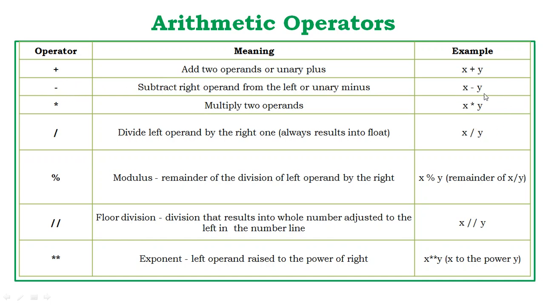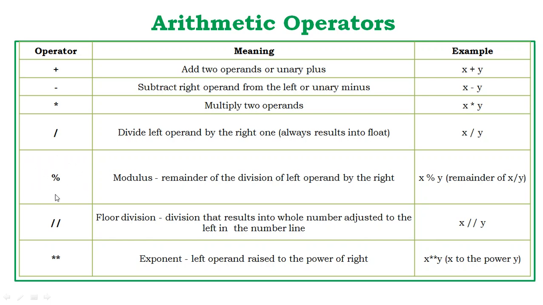Similar is the case with the negative sign. You can write x minus y, subtract right operand from the left one. Y is on the right and x is on the left, or unary minus. Then multiply two operands, divide left operand by the right one, always resulting in float. Suppose we enter x and y values as integer, it will result in a float value. We will check this using programming inside Spyder.